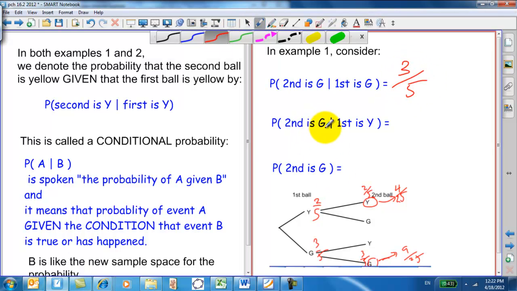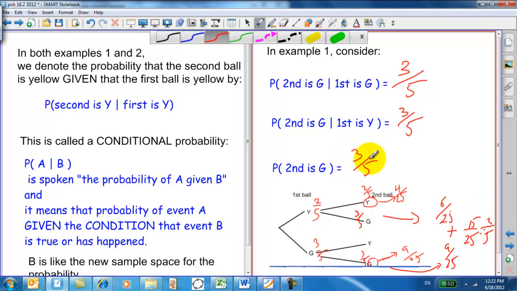The probability that the second is green, given that the first is yellow: if the first is yellow, the second is green is still 3/5. Now notice we get to green in 2 routes here. The second ball being green could be this route, which would mean 6/25, and this route, which is 9/25. When I add those up, I get 15/25, which is 3/5.